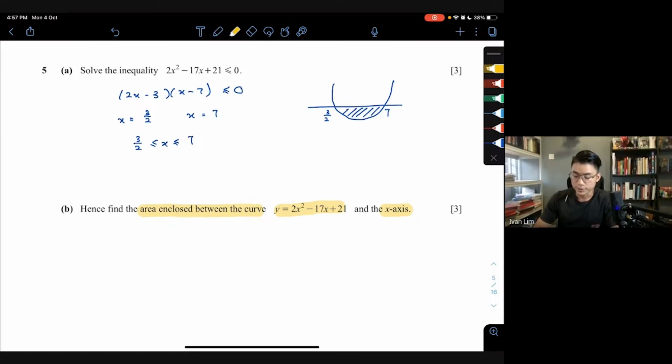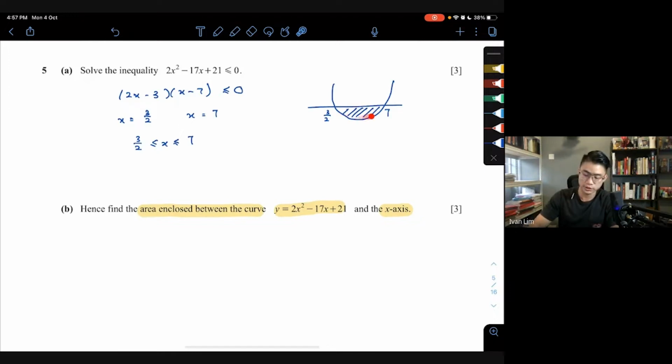Literally, look at the one up there. This area that we just shaded is what we want to find. And you see it's at the bottom of the curve, because we are finding the area below here.